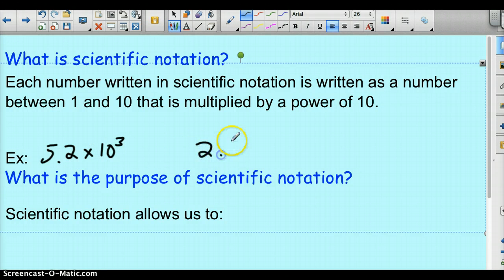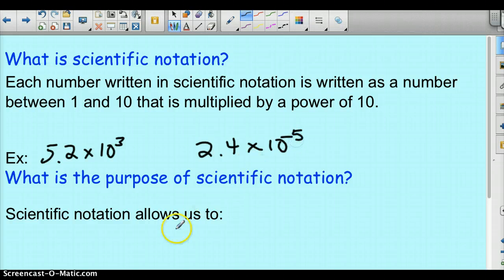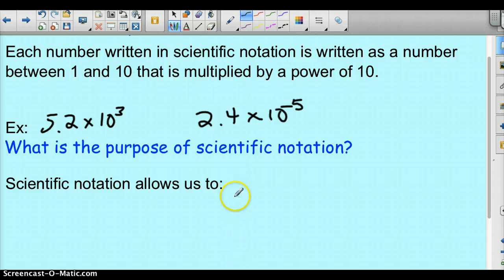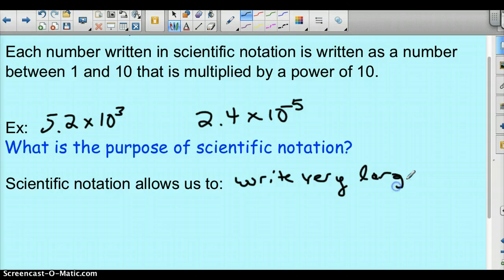We can also do scientific notation to negative powers. For example, 2.4 times 10 to the negative fifth power. That's an example of scientific notation as well. Now you may be asking yourself, why do we do scientific notation? What is the purpose? Scientific notation allows us to write very large or very small numbers easily.